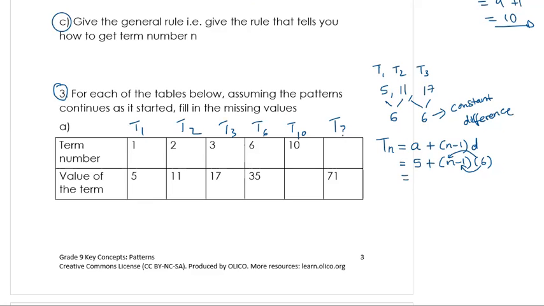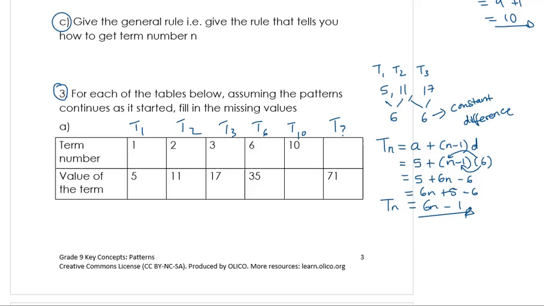So the constant difference will multiply both the n and the negative 1. 5 remains as it is, plus positive 6 times positive n gives us positive 6n. And then positive 6 times negative 1 is going to give us negative 6. So when everything is simplified, we have 6n, and then I group positive 5 and negative 6, which gives me 6n minus 1. So that's the general term formula.